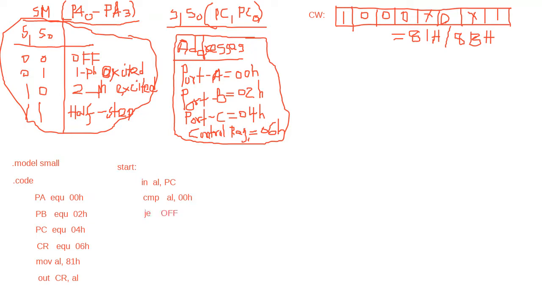If it is not, then compare AL comma. If S1 and S0 are 0 1, and all the MSB bits are 0, then the value will be 01H. If it is 01H, jump equal. If it is equal, then go to the single phase mode, for example, SP. If it is not, then compare AL comma.